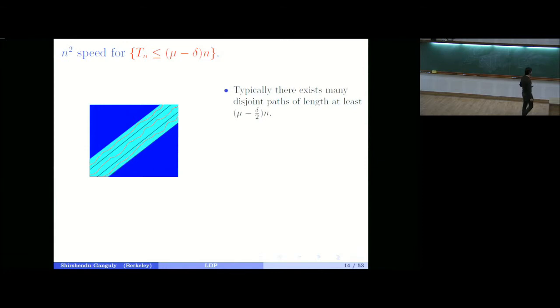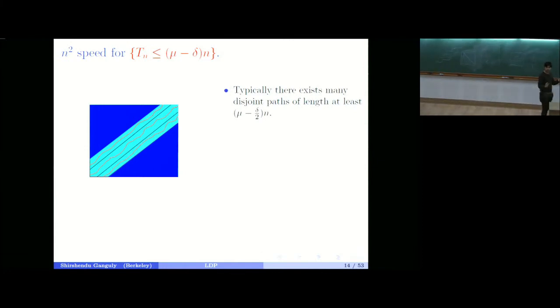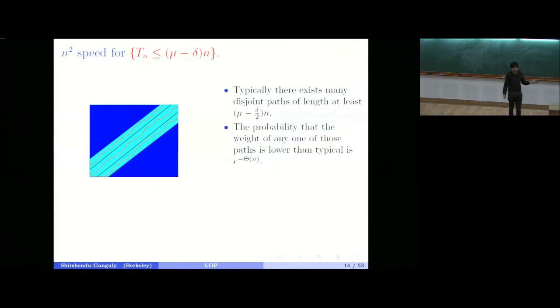It turns out that typically there are many paths which have length at least mu minus delta by 2, times n, and these are all in disjoint parts of the space. So these are discrete channels which are disjoint, and there is a long path in each of them. You want to make all of them small. Making each of them small has cost exponential in minus n, because it's again a large deviation of just a sum of n variables. But now you want this to be true for all of these n independent paths. So you have an exponential in minus n raised to the n, and that gives you an exponential in minus n squared.